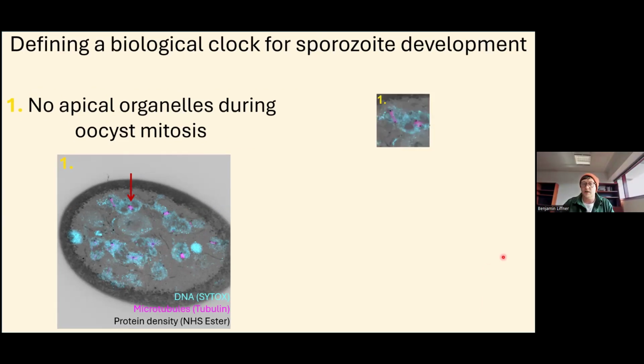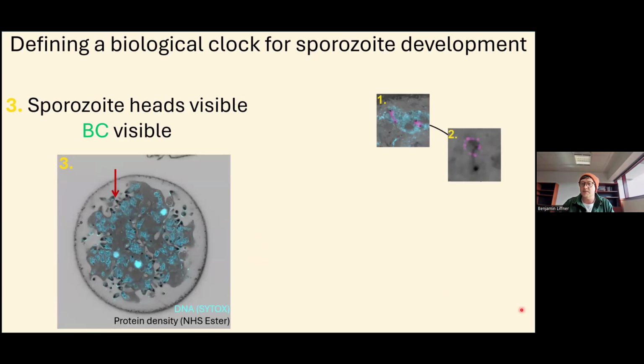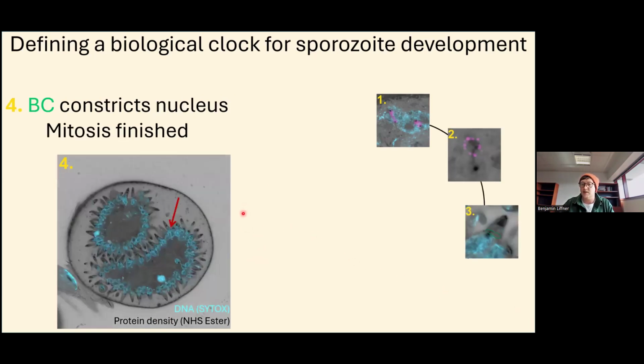Then using tubulin antibodies, we can see the establishment of apical polarity in the sporocytes that will form, along with formation of that structure I told you before at the apical end of the sporocyte called the apical polar ring. Next, we can start to see recognizable heads of sporocytes and the basal complex, which is at the leading edge of those forming heads. And from here, we can start to see the basal complex constricting the nucleus.